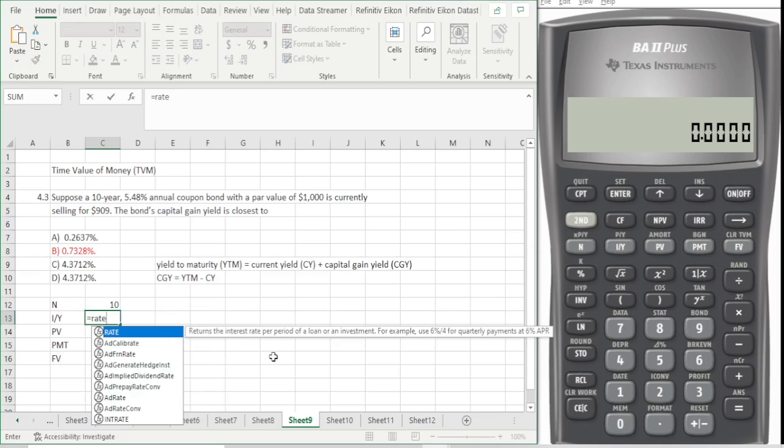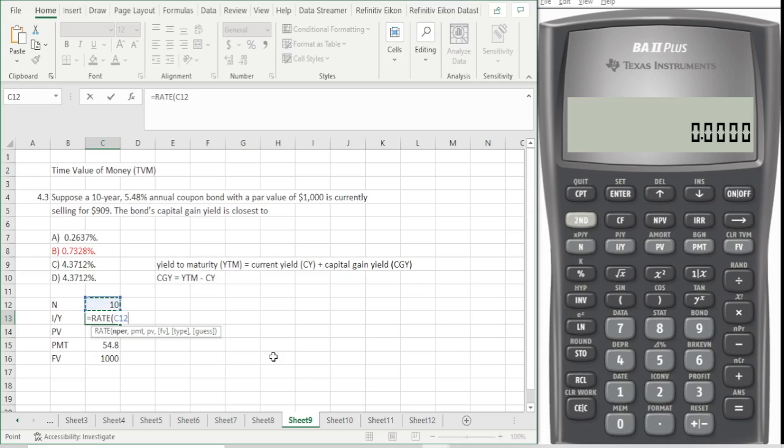YTM will be what? YTM will be 6.76%. Okay, let's figure out current yield. Current yield equals what? Annual coupon payment divided by current price. This will be our YTM.